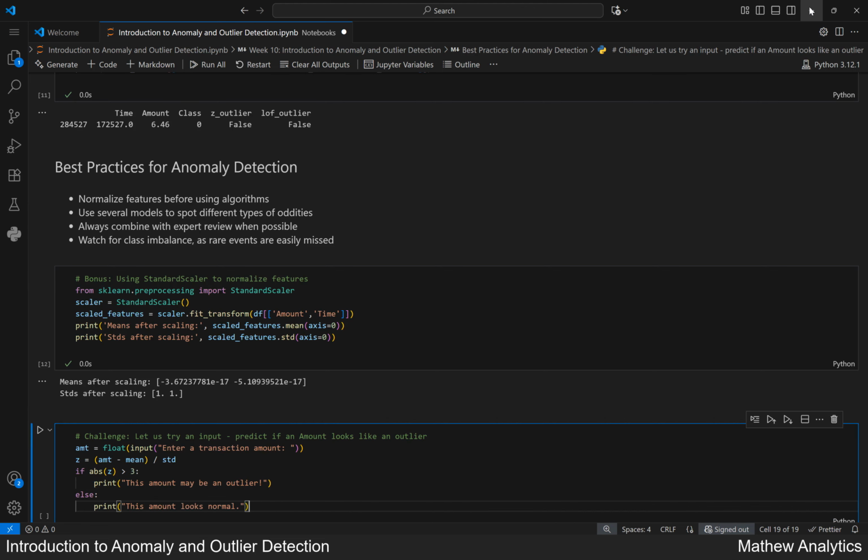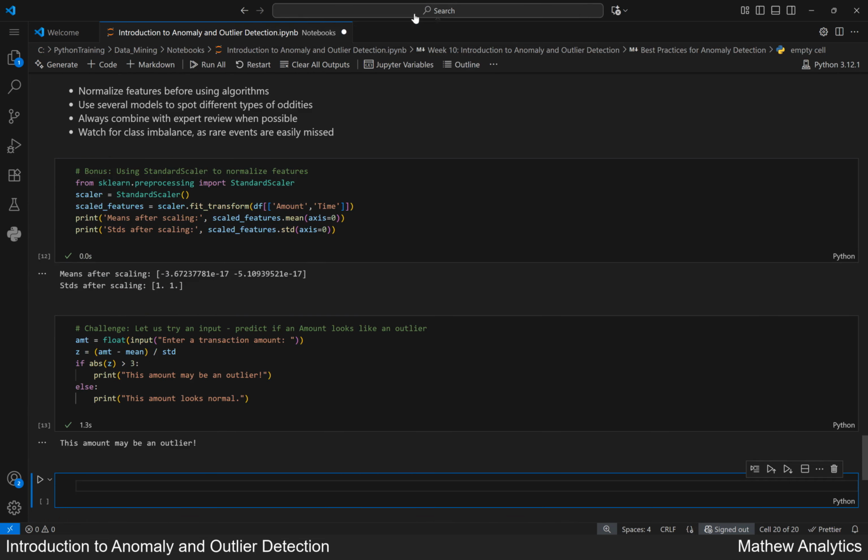Running the cell now. This output shows the prediction from a simple z-score check on a user-entered transaction amount, signaling it as a potential outlier when the z-score exceeds 3. Notice how the code normalizes the input by centering and scaling it with the mean and standard deviation, aligning with the lesson's emphasis on feature normalization. This approach helps quickly flag unusual values but should be combined with other models and expert review for reliable anomaly detection. Try using different amounts, very high, very low, and something average.